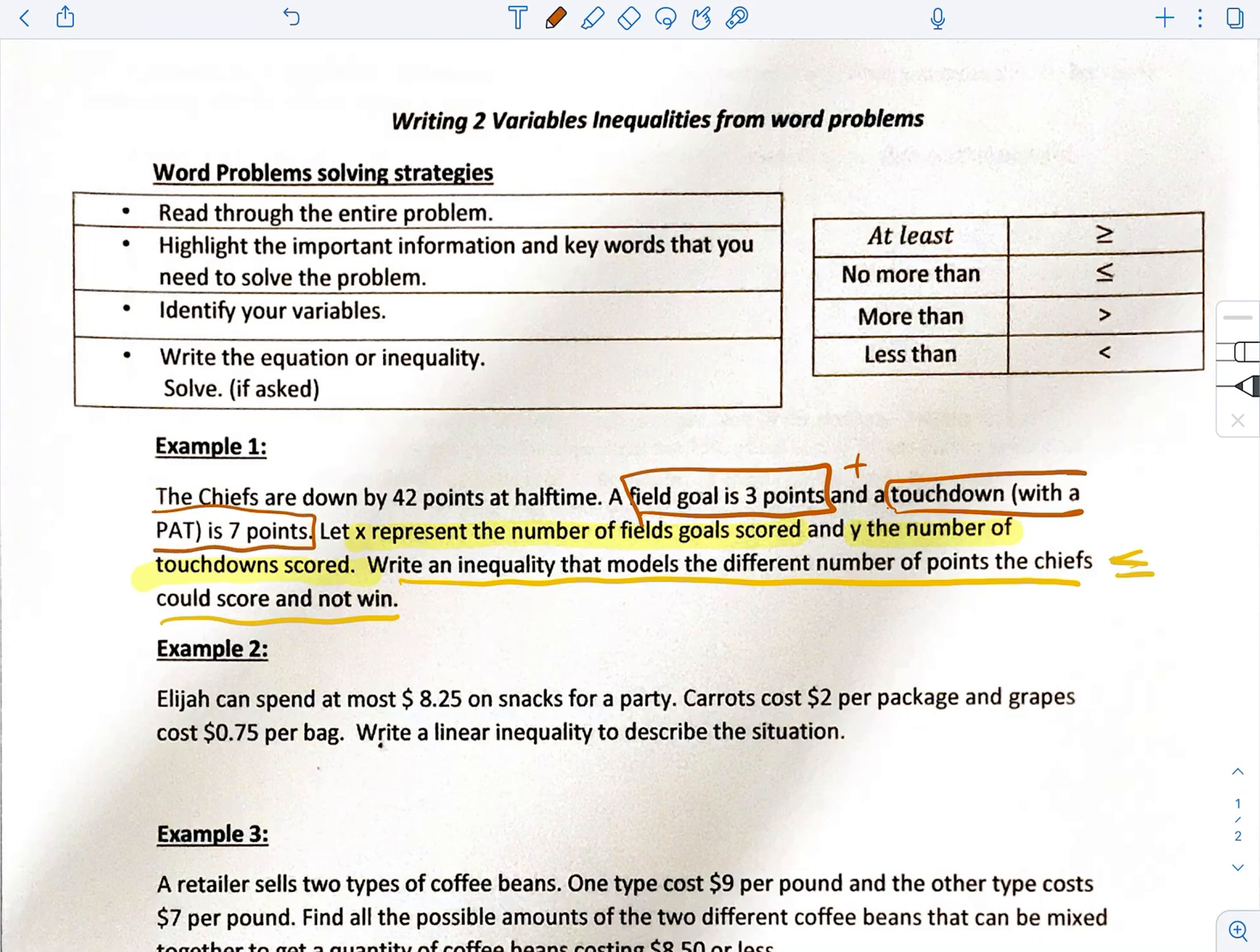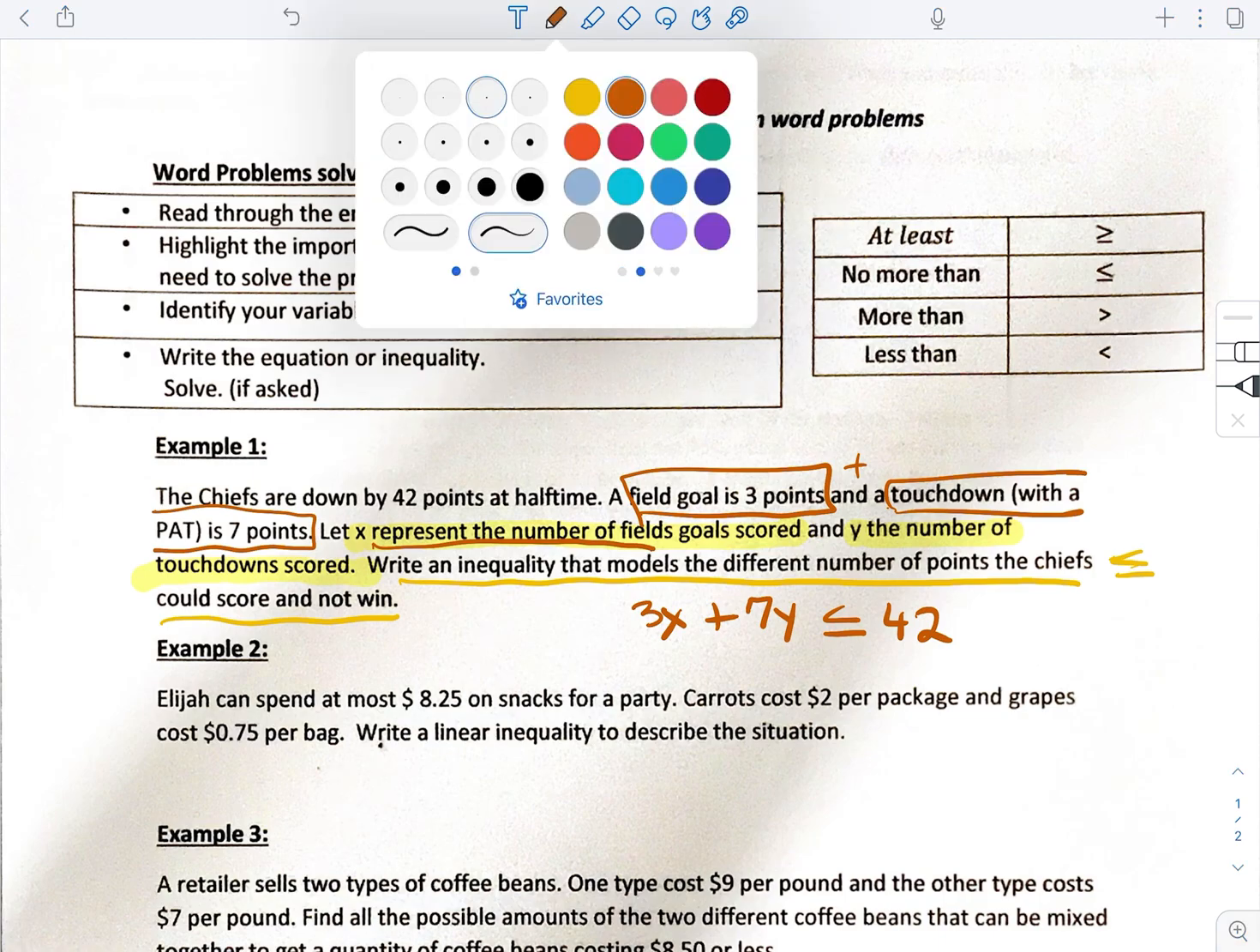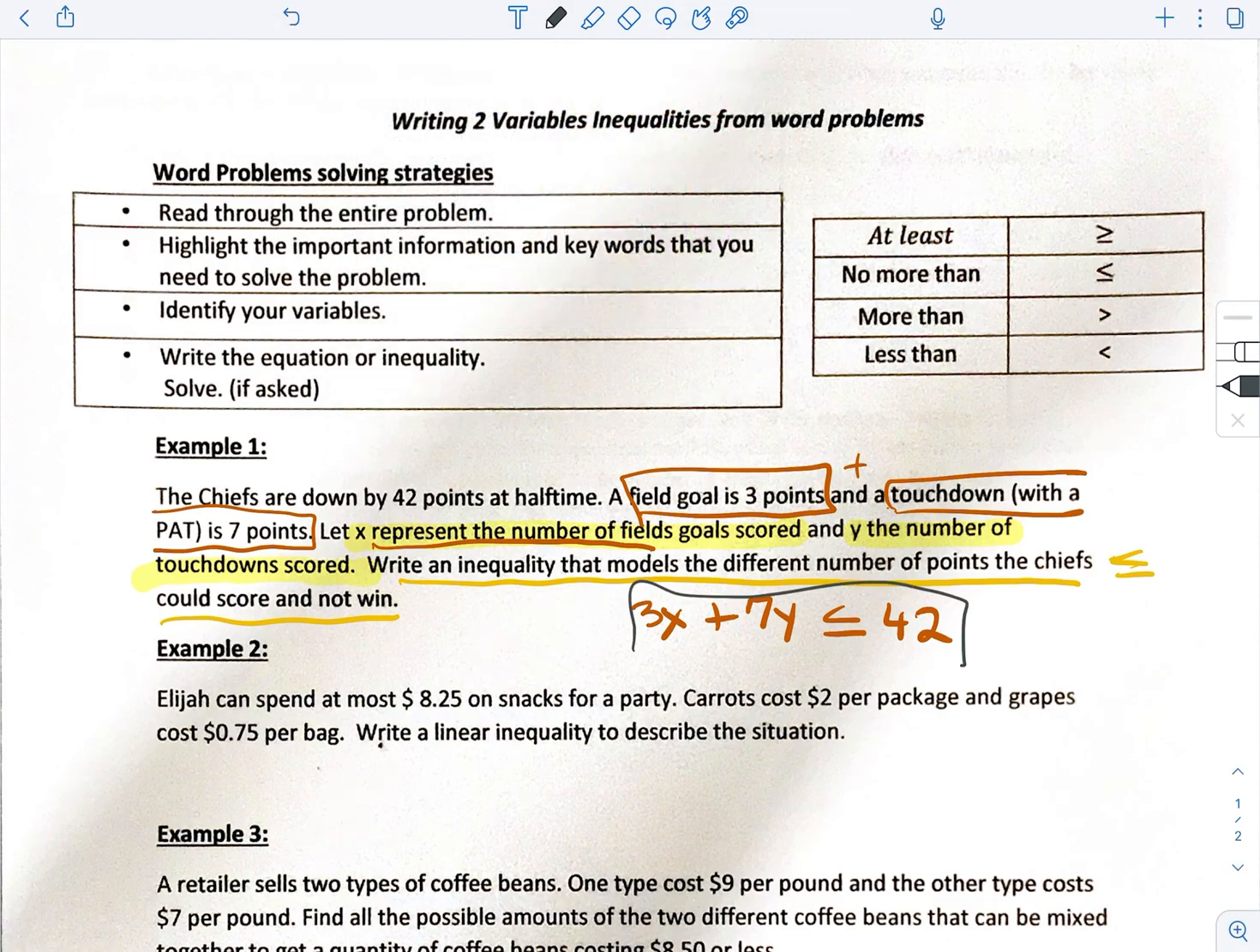All right, so what do we come up with? Okay, 3 field goals. Field goals is represented by X. We were told right here, right? Plus 7 points per touchdown. So that's 7Y. It says write an inequality that models a different number of points the Chiefs could score and not win. So less than or equal to 42. And there we are, guys. We've solved our first one. We've written an inequality for the first word problem.